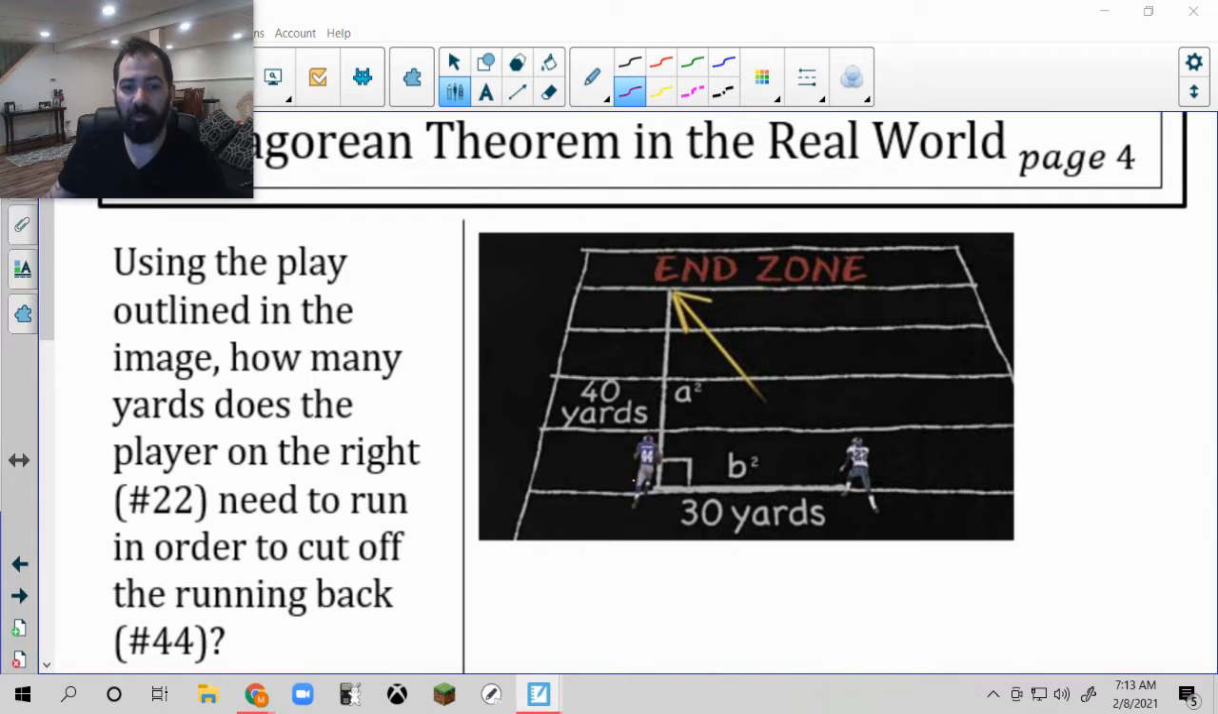Okay. Using the play outlined in the image here for the football game, how many yards does a player on the right, number 22, need to run in order to cut off the running back?